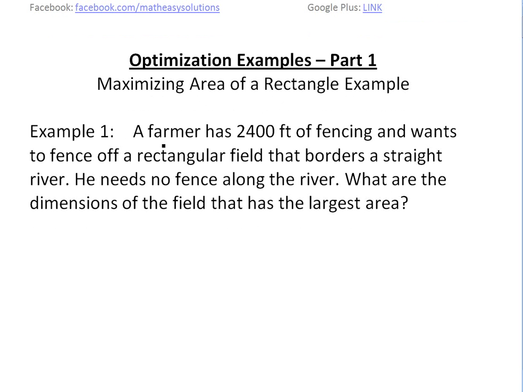In this case, we'll look at this example. A farmer has 2,400 feet of fencing and wants to fence off a rectangular field that borders a straight river. He needs no fence along the river, and we have to find the dimensions of the field that has the largest area.